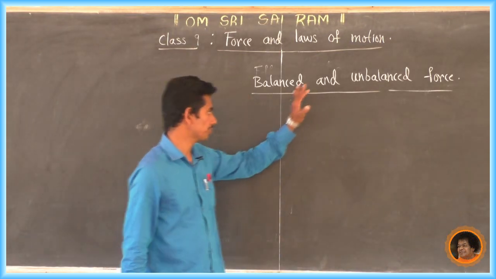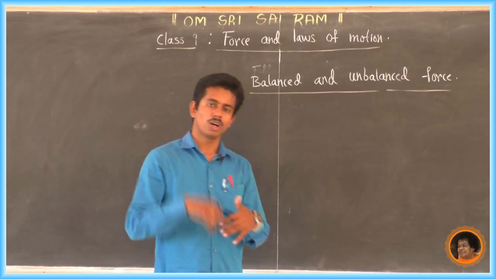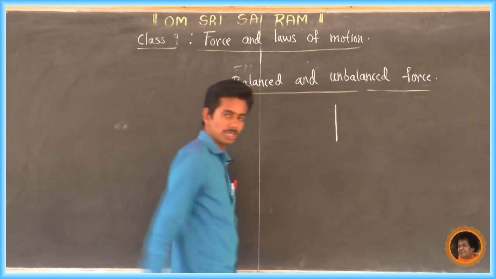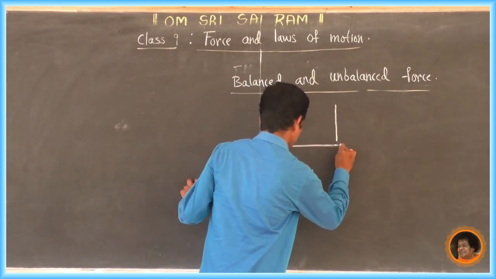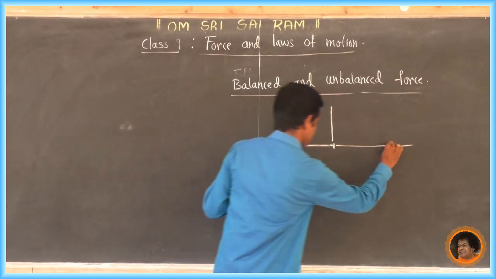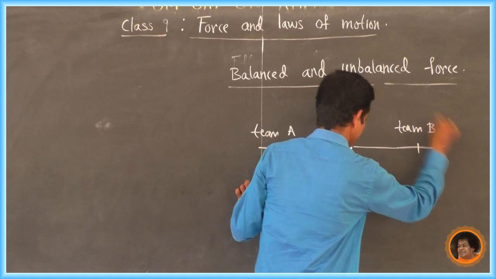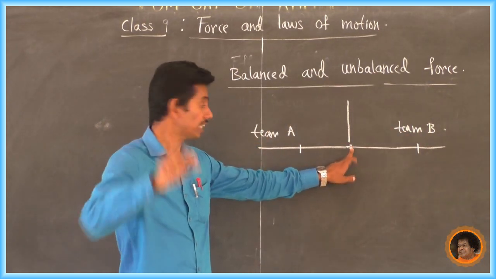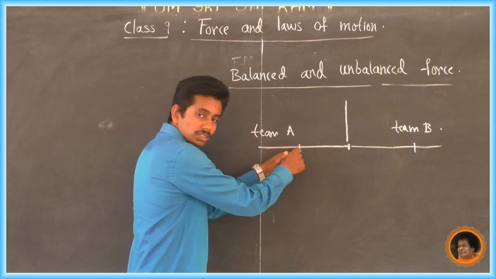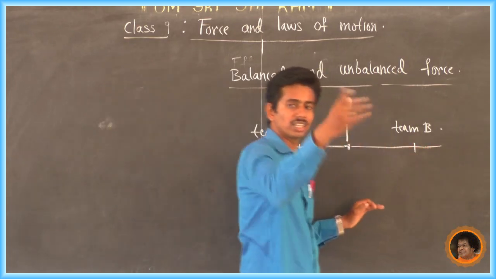Now the next topic is balanced and unbalanced force. Before that, what is a balanced and unbalanced force? One example: we have all seen a tug of war match. This is the equilibrium position. On the rope, there is a mark for the equilibrium position, another mark for team A, and another mark for team B. If they pull the rope to this position, then team A is the winner. If they pull the rope to this position, then team B wins.